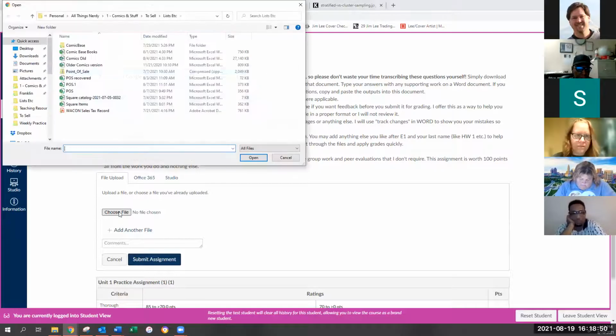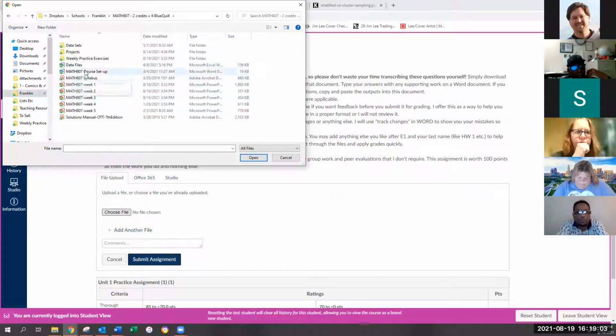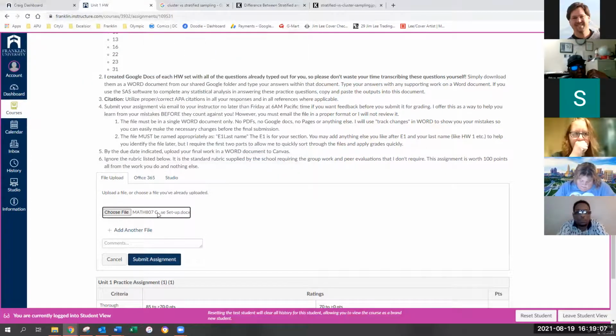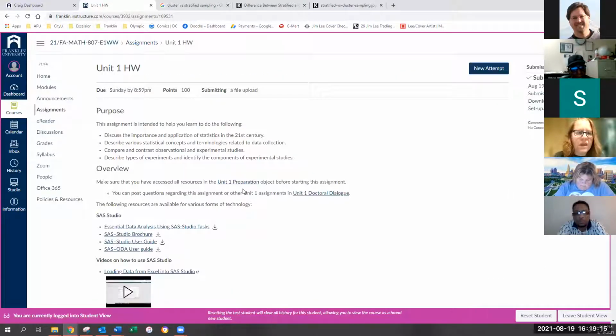You click there and it'll open what's called a Windows Explorer. You go to wherever your stuff is, right? So I go to my Franklin, I go to my 807, I find the file that I want to upload. Let's say it's this one, and that puts it there. And then when I'm ready, I just click submit assignment and it'll upload that file. See, it says submitted. Yay. And so now it's submitted.